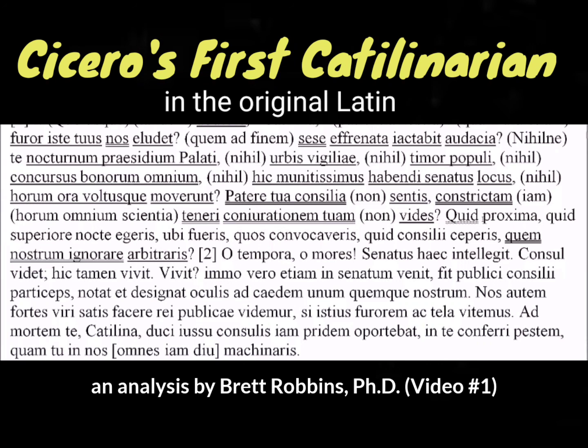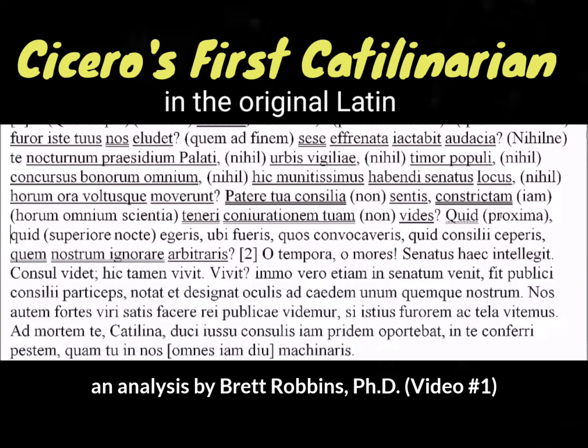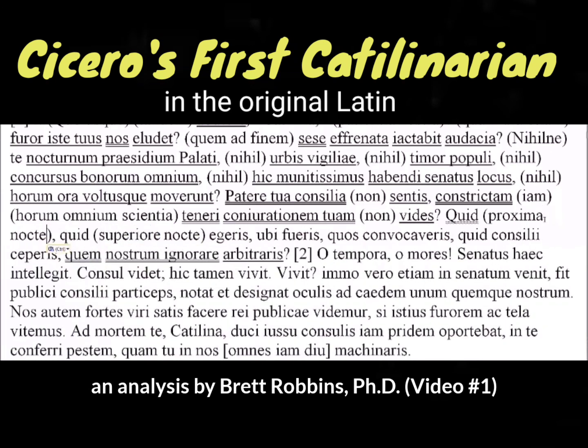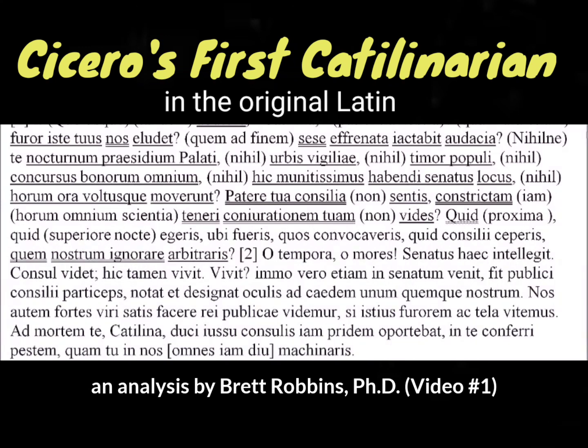Ignorant of what? Quid proxima quid superiore nocte aegeris? What last night, the night closest to the one today, the proximate night, what on the superior night, the one beyond that, so the one on the night before last, and then nocte is qualified both by superiore and proxima. So you could theoretically have proxima nocte and superiore nocte. You could have it mentioned, but Cicero avoids redundancy every once in a while. Sometimes he doesn't, but quite often.